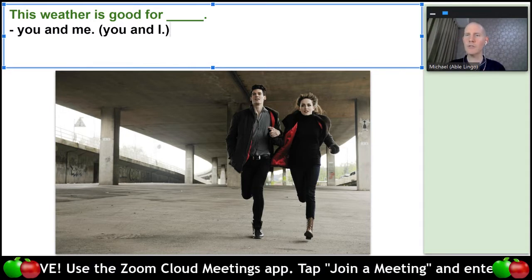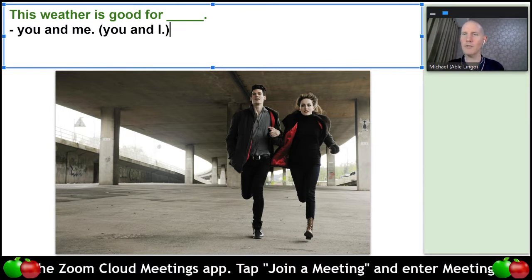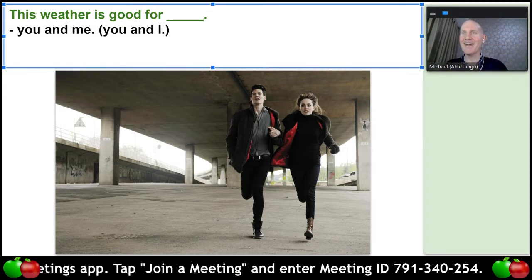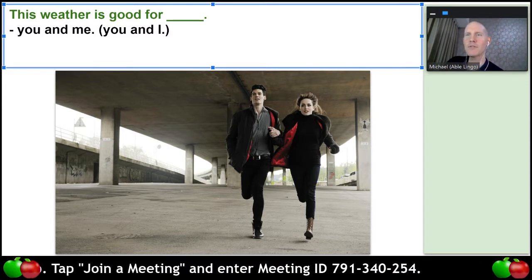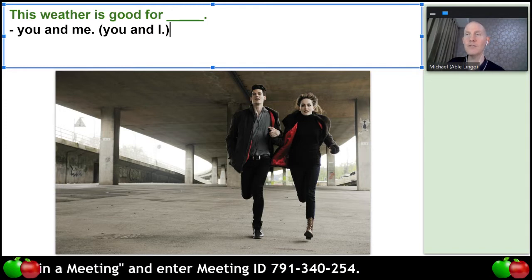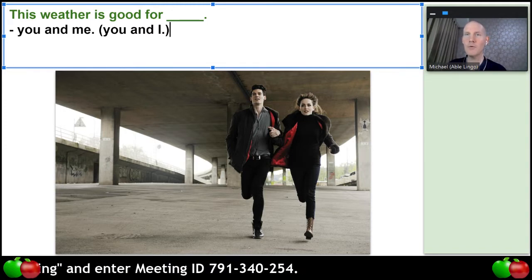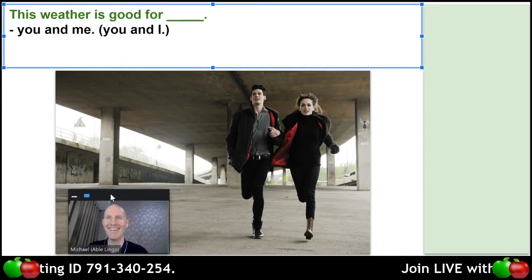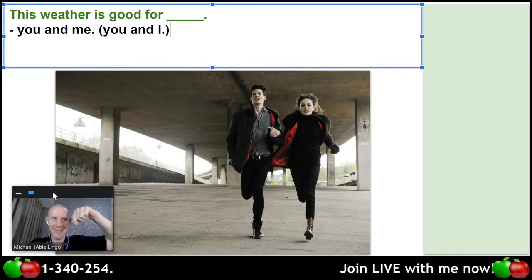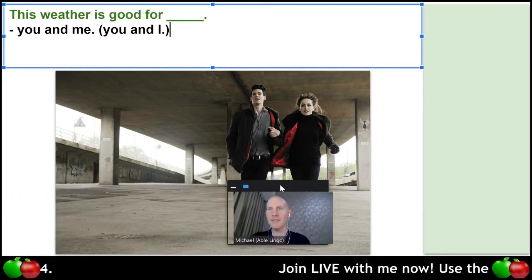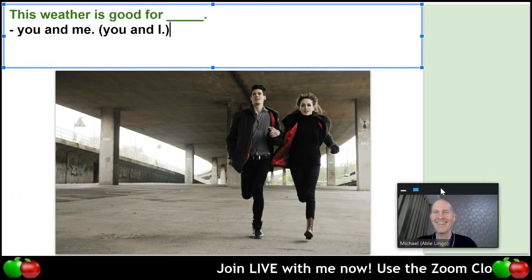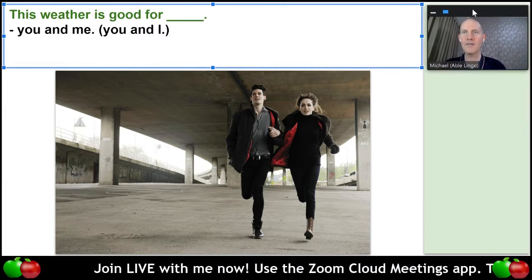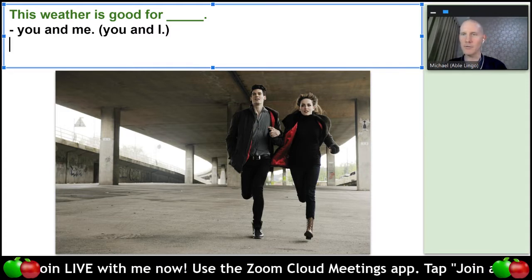Let's see. Keen English says, sorry I got disconnected. What's the passcode? It's scrolling in the comments down below. It's 791340254. That's the Zoom meeting ID. Let me move my camera over. It's right there underneath. Right there. And it'll come back again in a moment. Okay, let's see. All right.